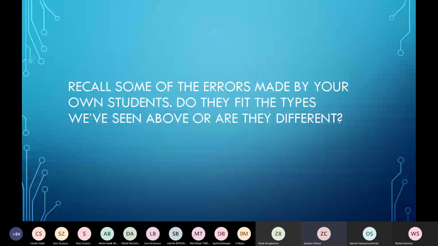Hello? Yes, go ahead. Do you hear me? Yes, we do. Okay, so according to the question here, recall some of the errors made by your own students. I think my students make all the kinds of errors mentioned in the table before. Hello? Yes, okay. Thank you. Sarah? Sarah maybe want to say something?